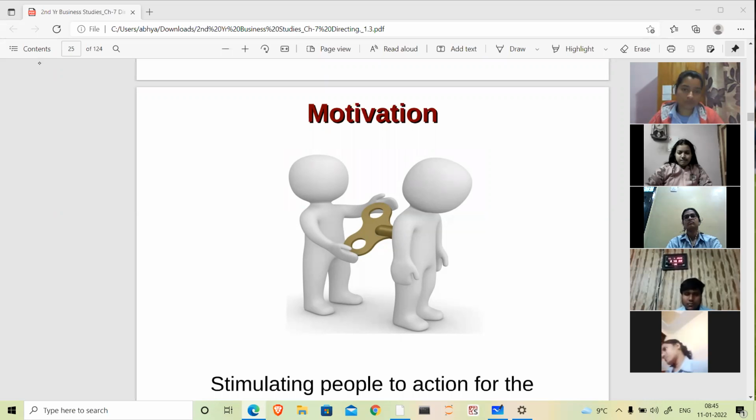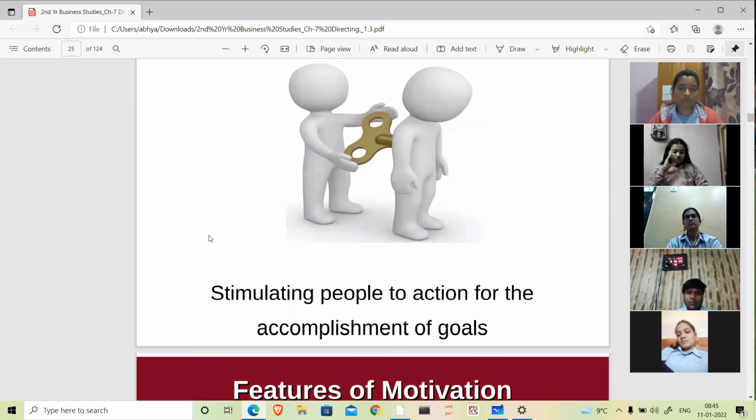So this motivation is something extra, so that the employees are highly motivated, highly encouraged, highly stimulated to produce the desired behavior. Desired behavior here means what the manager wants from the employees, they are behaving in the same manner. It means achievement of goal. So motivation is a process of stimulating the people. Not only stimulating, it is also the process of encouraging.